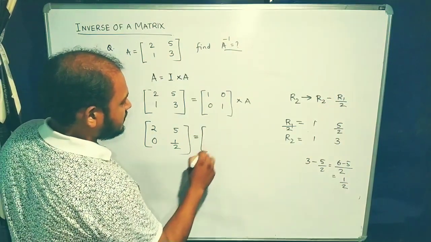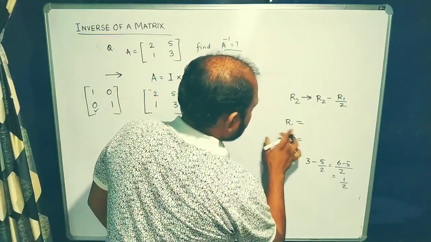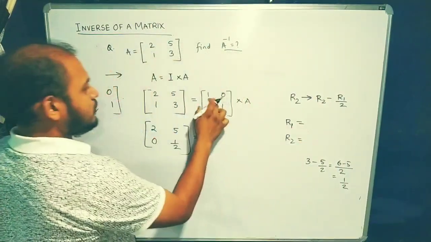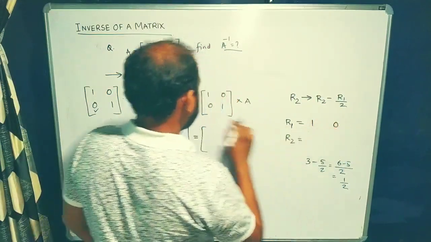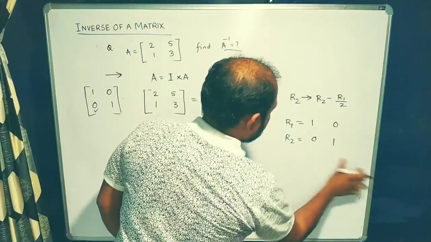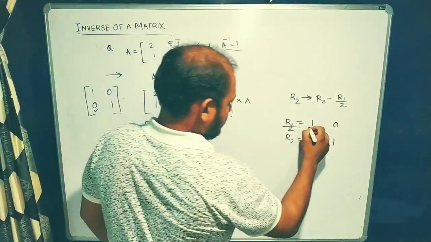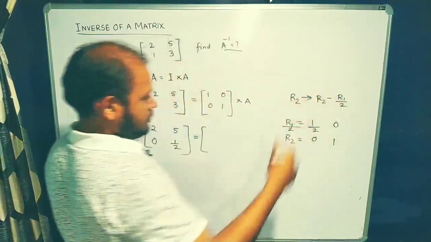Similarly on the right hand side we are saying that the first row is 1 0, the second row is 0 1. So after dividing the first row by 2, we have 1 by 2 at this position and 0 by 2 is 0.